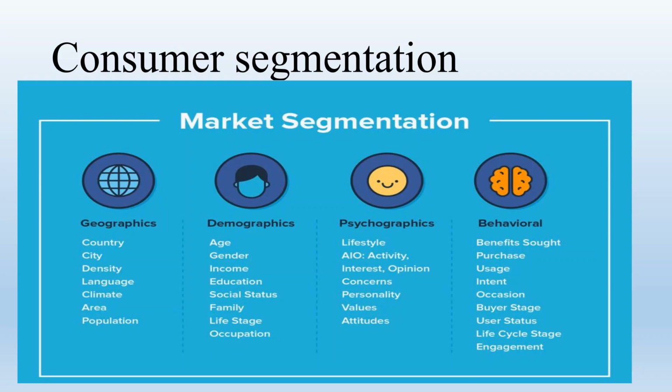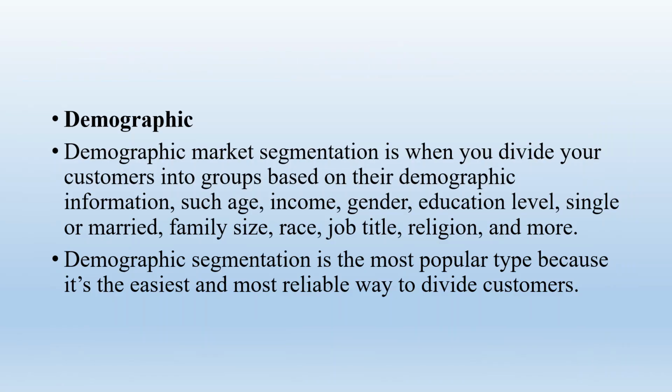Then psychographic, that is lifestyle, AIO, activity, interest, opinions, concern, personality, values, attitude. These are the psychographic segmentation. Then comes behavior: benefit sought, purchase, usage, intent, occasion, user status or buyer status, then life cycle stage, then engagement. These all come under behavior segmentation. Please note down this table in your book.